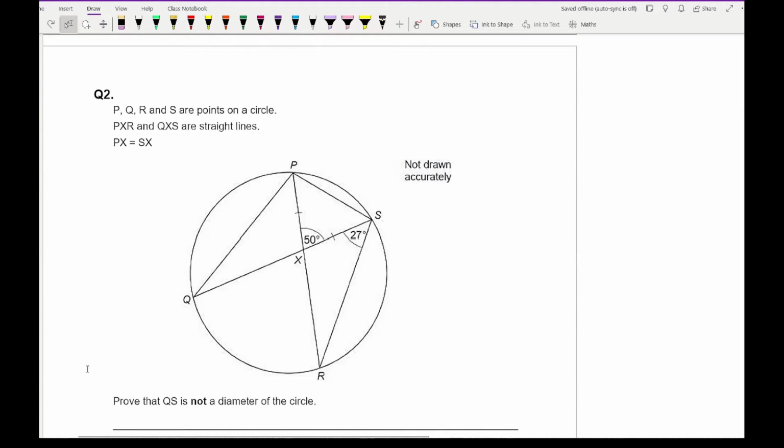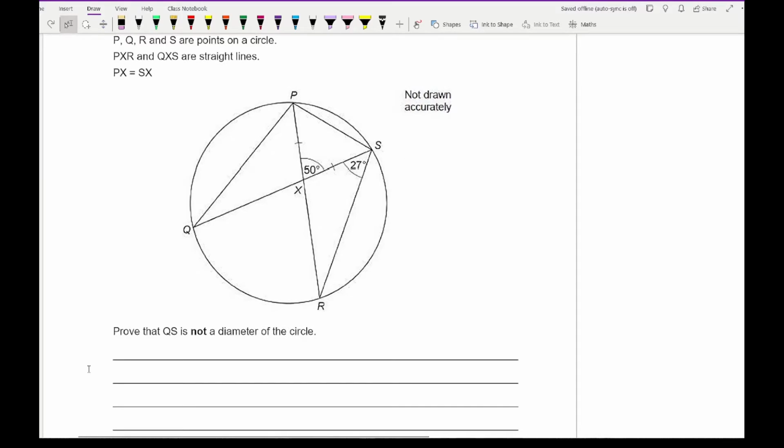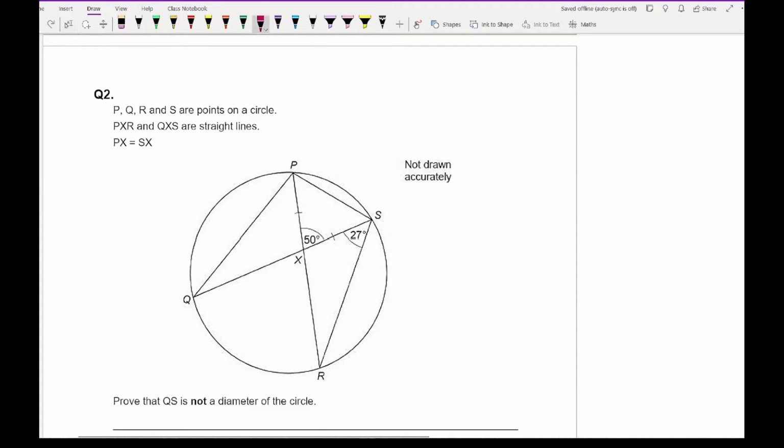Now moving on to our second question, it says PQRS are points on a triangle. PXR and QXS are straight lines. PX equals SX. Prove that QS is not the diameter of a circle. So for this, what we need to work out is, let's have a look at what the angle is. So QS, we need to show that this line here is not the diameter. Now how do we do that?